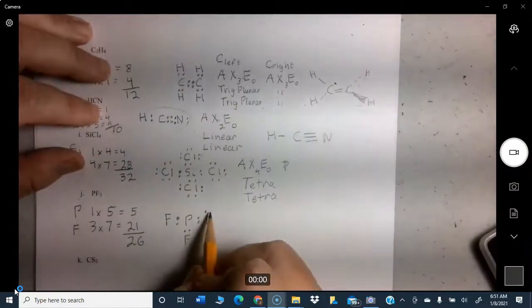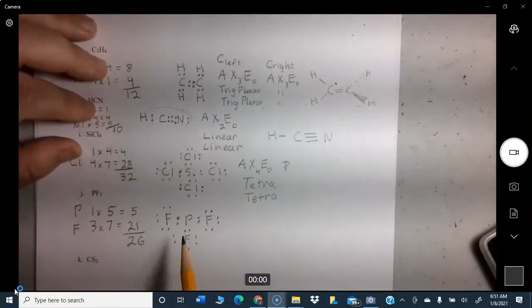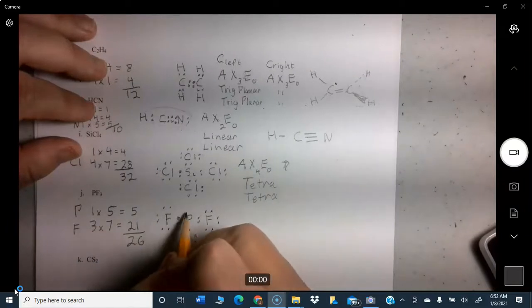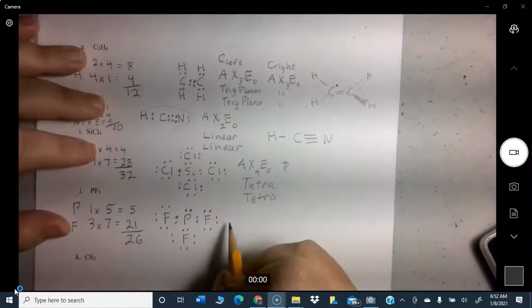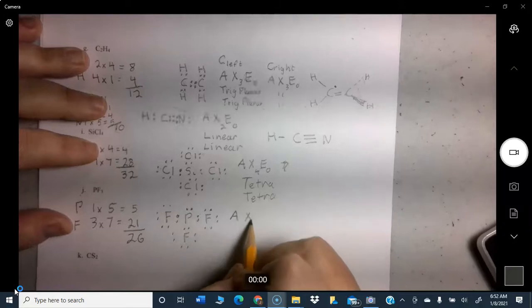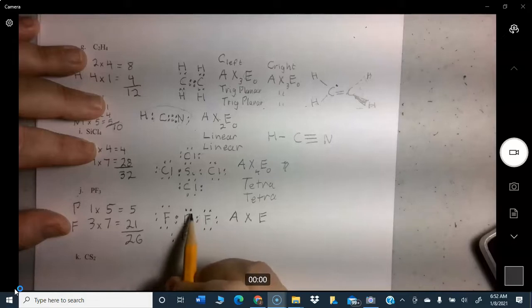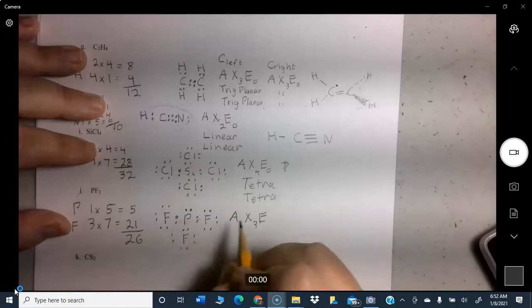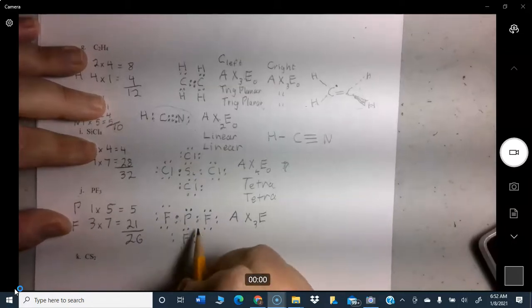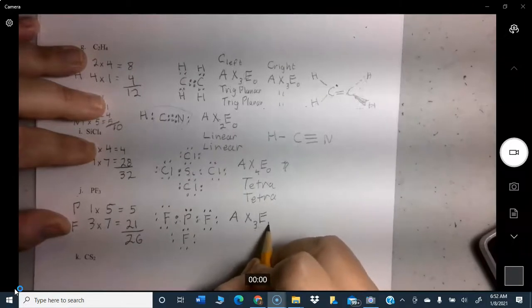Okay, and go ahead and place your octets. All right, so we have 24, 8, 8, 8, and we need 2 more, and phosphorus needs an octet, so we just put it there. And there we go. So this is going to be 4 bonding domains, 4 electron domains. 3 of them are bonding, and 1 of them is a lone pair. Again, you're only interested in electrons around the central atom. That's what determines the shape of the molecule.